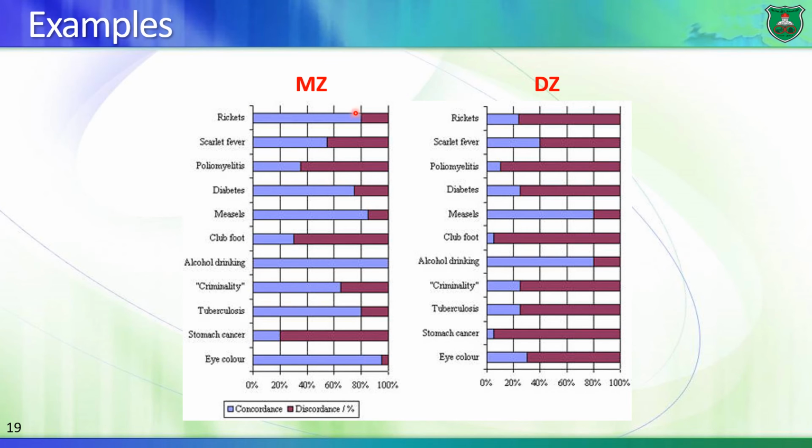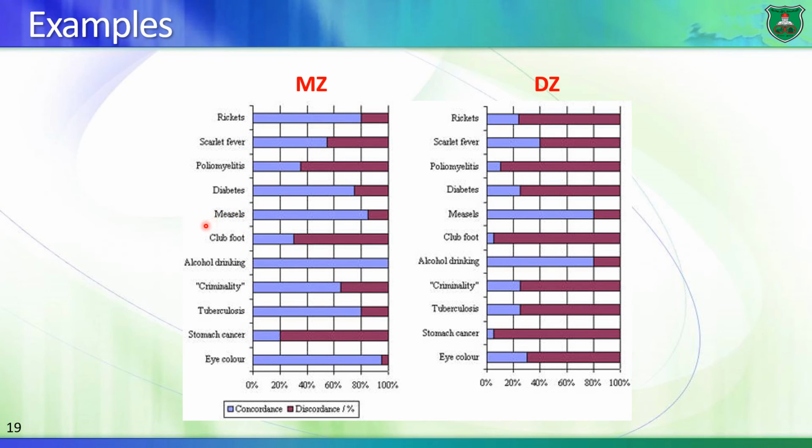Okay, so how about dizygotic twins? Well, if one is affected, the chance that the other one is affected is about 20%. So it's much less than monozygotic twins. So you would say, aha, there is a genetic contribution now. Well, let's look at something else.